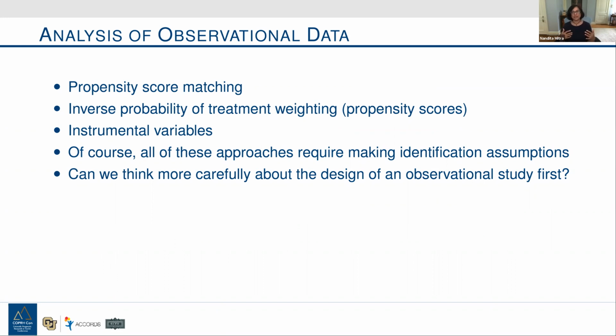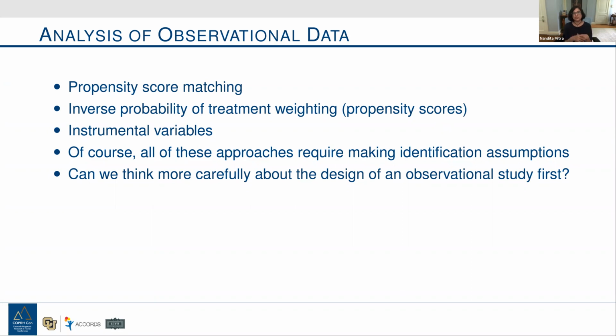And I have to say, when collaborators come to my office, I work a lot with oncologists and also people in health policy. When they come in with an idea for an observational study, the first thing they want to talk to me about is how do we adjust for confounding in our observational study? And they want to jump to propensity score matching or inverse probability of treatment weighting, maybe even instrumental variables. And these are really at the analytic stage.